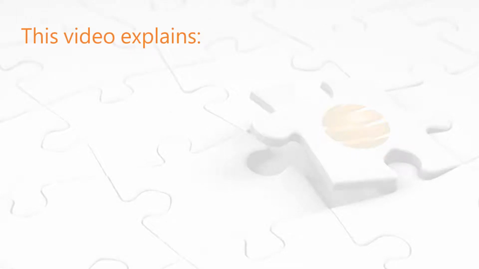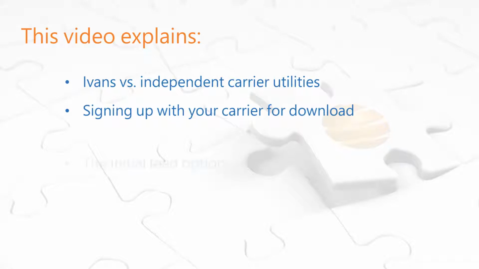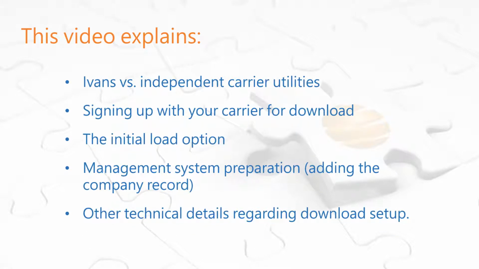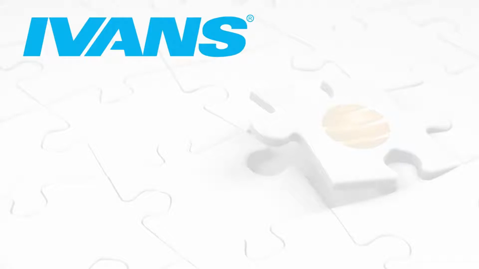Downloads are sent to you by your carriers either through your Ivans mailbox or directly through the utilization of a specific carrier utility. Ivans is an industry-wide mailbox provider who receives and holds the download files sent from most carriers.